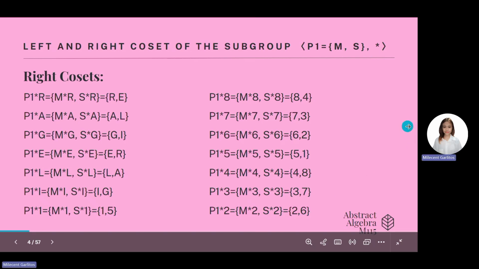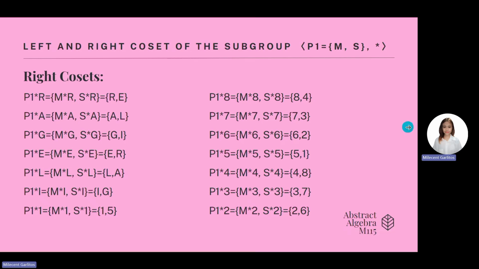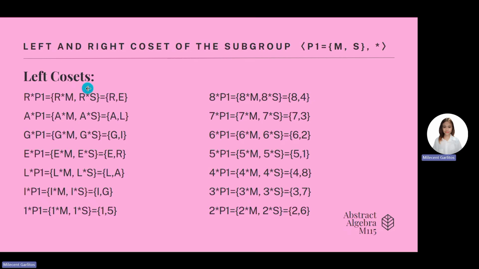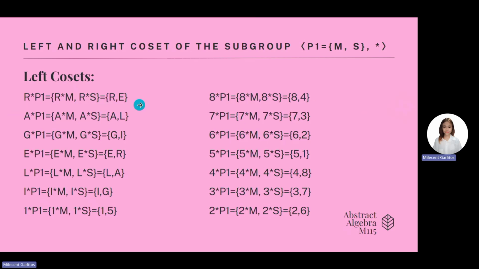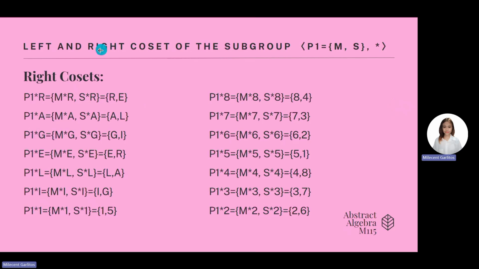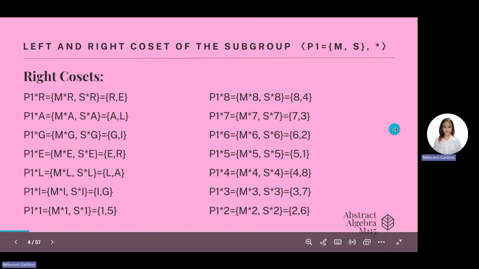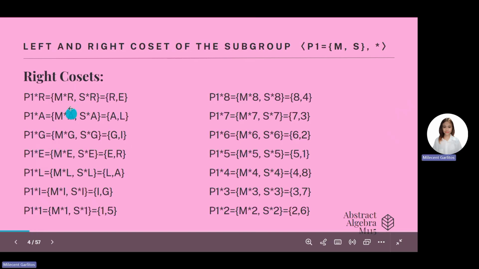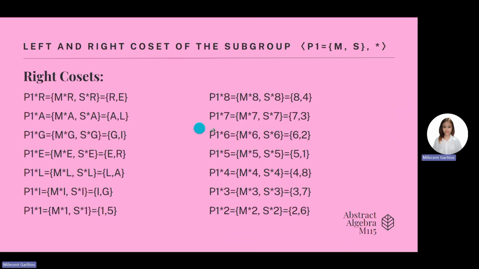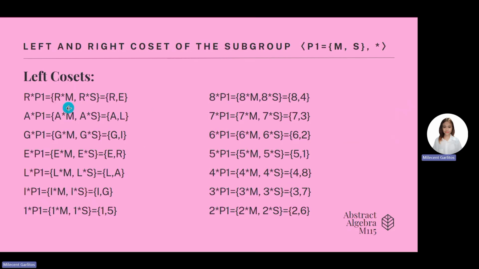Now we are going to operate it to the left side, which will serve as our left cosets. Upon observation, we can see that the result from the right cosets and the result from the left cosets are the same. What we did with the first one and their outcome would be the same as in this one. We just change the positions. For example, this one would be M star R. Now on the left coset, it would be R star M. That would go up until all the subgroups that we are going to perform the cosets with.